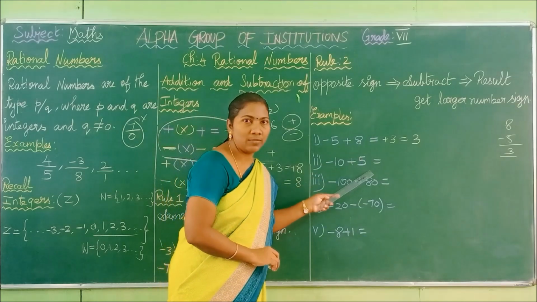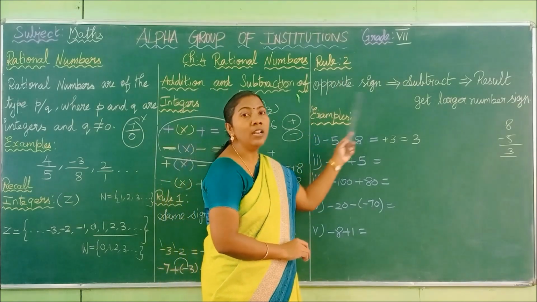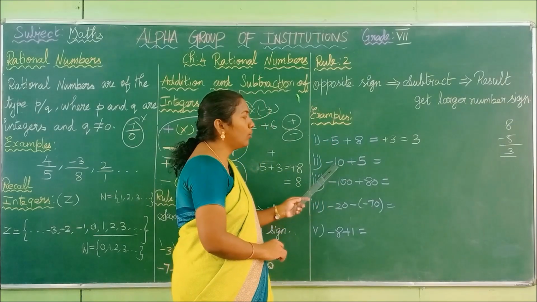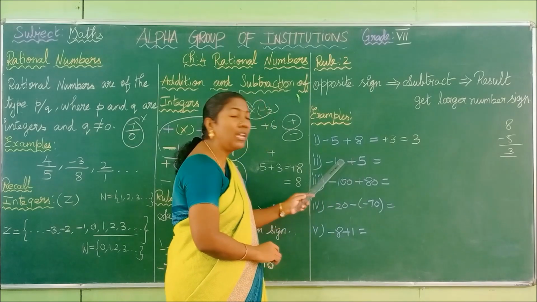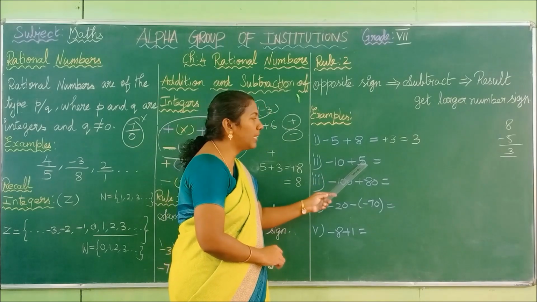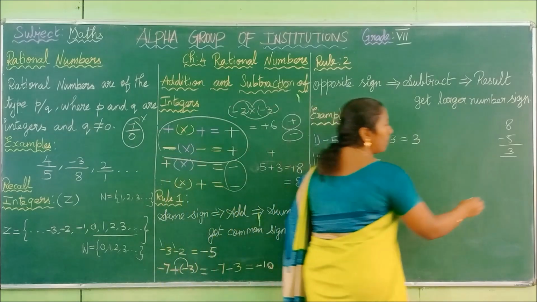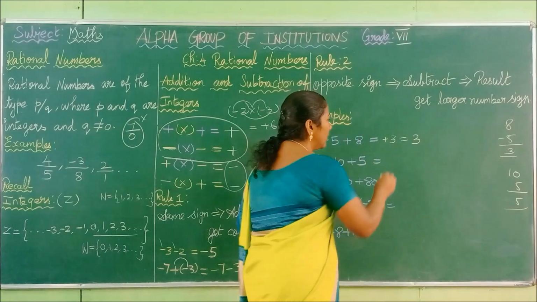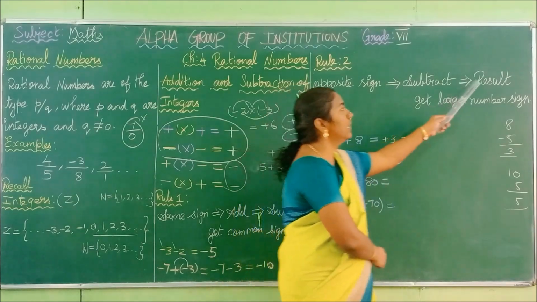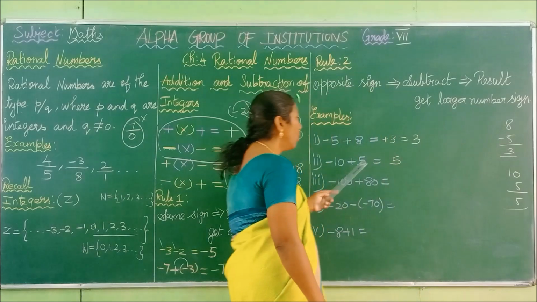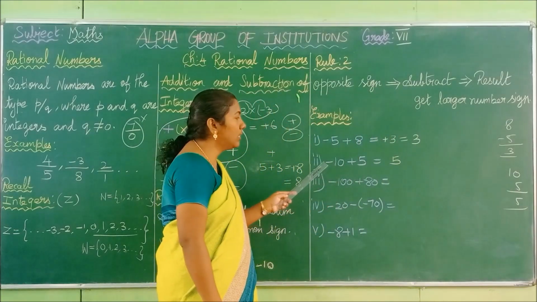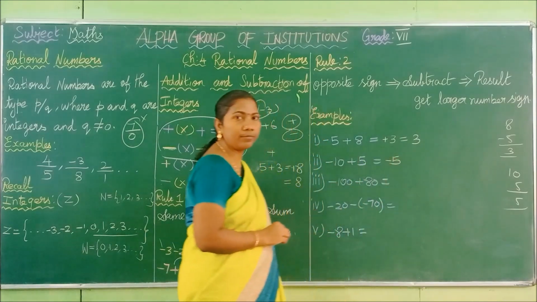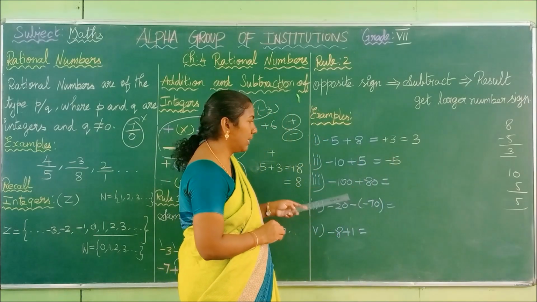Minus 10 plus 5. So according to the rule 2, they are in opposite sign. One is minus, another one is plus. So you have to subtract the smaller number from the larger number. So you have to subtract the 5 from 10. So what is your answer? 5. So our result is 5. This result gets the larger number sign. What is the larger number here? 10. What is the symbol for it? Minus. So you have to assign minus for your result. Do you understand? See the next one.